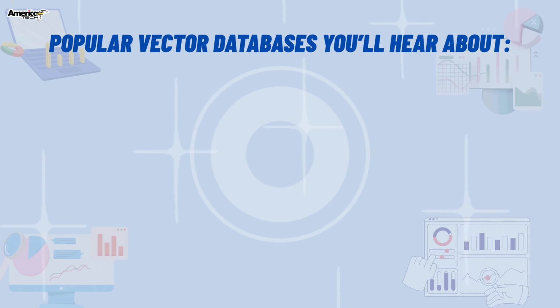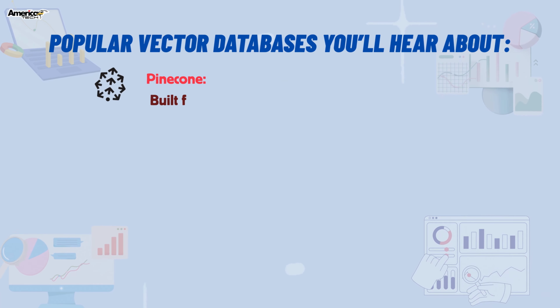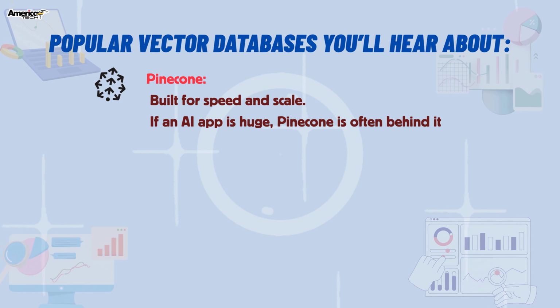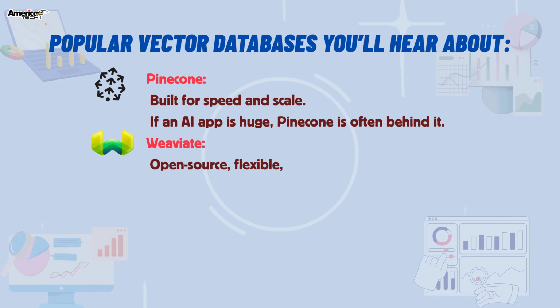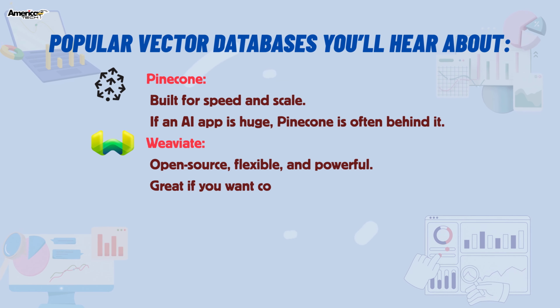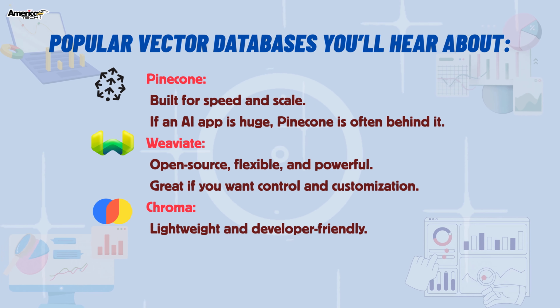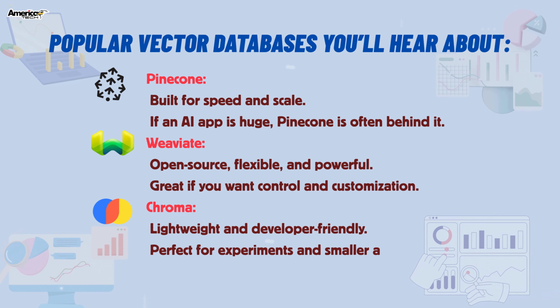Popular vector databases you'll hear about. Pinecone, built for speed and scale. If an AI app is huge, Pinecone is often behind it. Weaviate, open source, flexible and powerful. Great if you want control and customization. Chroma, lightweight and developer-friendly, perfect for experiments and smaller apps.